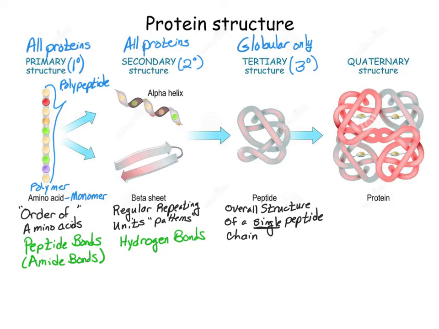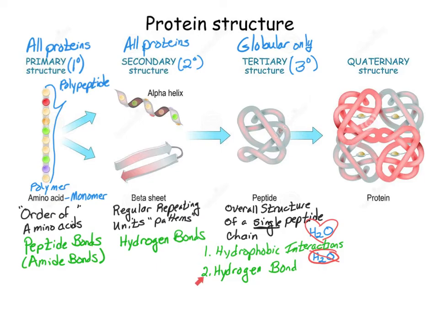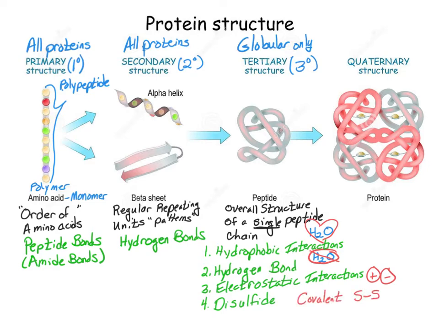The weakest one is going to be the hydrophobic interactions, that's water-loving and water-fearing. The next strongest one is the hydrogen bond, which we see primarily in the secondary structure, but we do see throughout the whole protein. Then we have the ionic interactions or electrostatic interactions, where we have an ion, a positive and a negative, that come together. And finally, we have the disulfide bond. This is a specialized structure where two sulfurs bond together in a covalent bond. Again, that one is one of the harder ones to break.